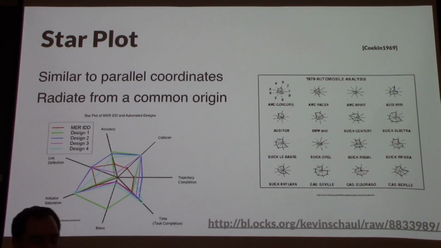Another plot is the star plot, which is essentially similar to parallel coordinates, but just uses a radial layout of the axes. And I think I'll talk more about this next time.